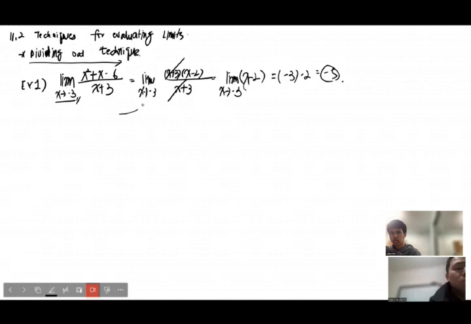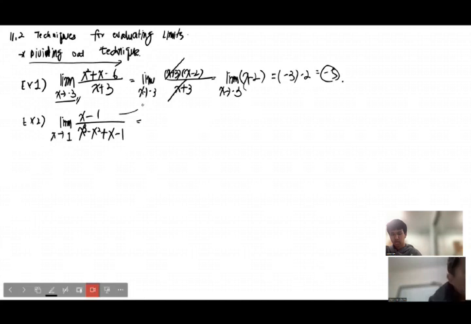Okay. Also, let's take a look at example number 2, to become more familiar with this dividing technique. Example 2 is to find the value of the function f(x) = (x - 1) / (x cubed - x squared + x - 1) as x goes to 1.